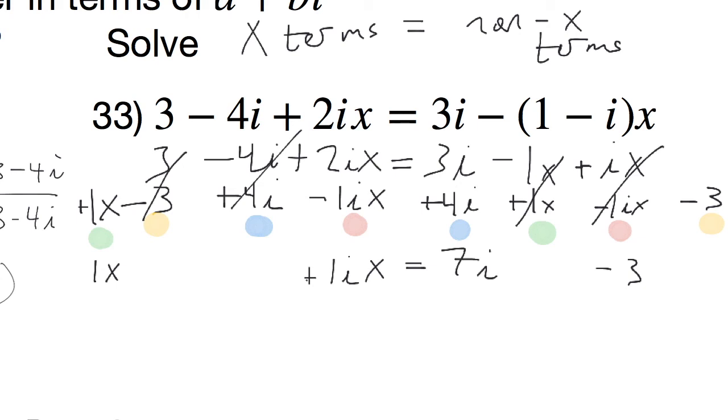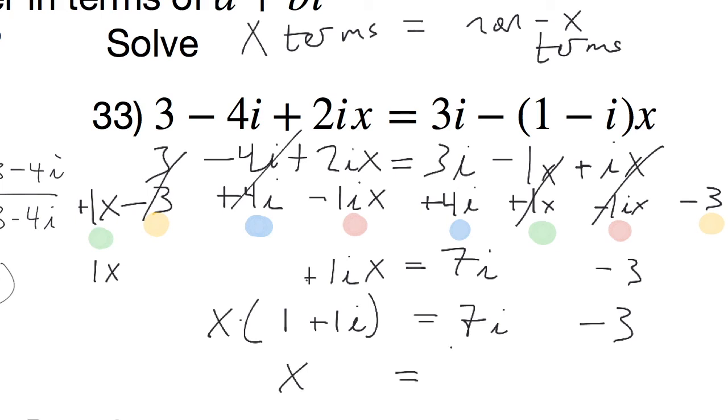Then, as the next step, you can factor out the x. X times 1 plus 1i is equal to 7i minus 3. Dividing both sides by 1 plus 1i, you get x is equal to 7i minus 3 over 1 plus 1i. Now that would be the answer for x, except we can simplify it by multiplying by the conjugate.